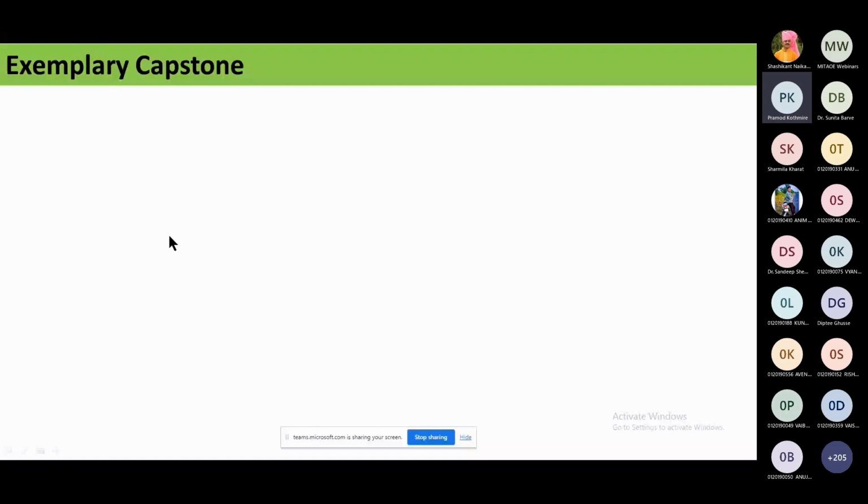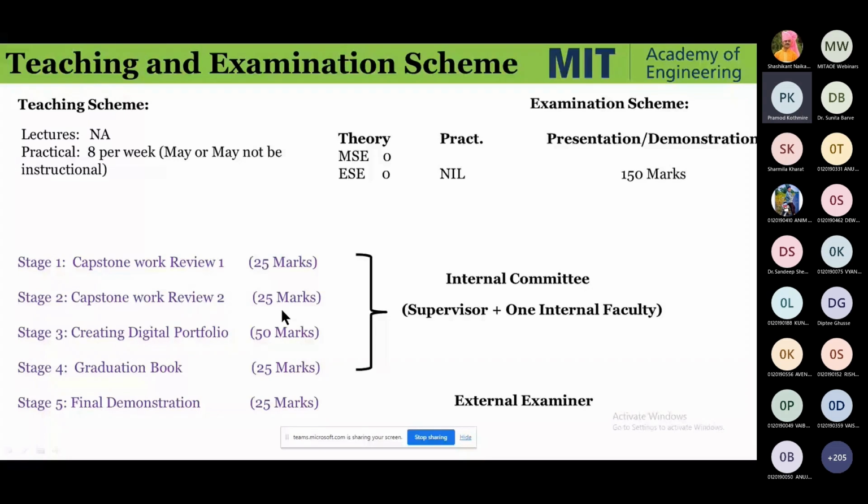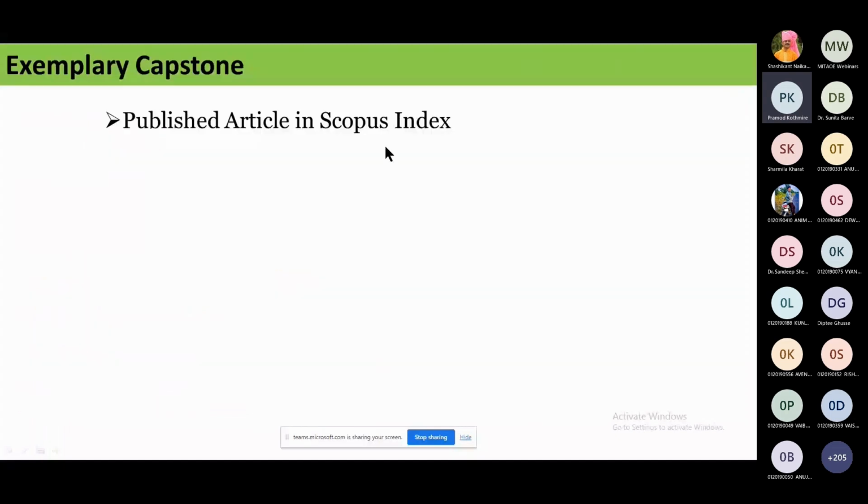capstone work review 2, which is 25 marks, with proper approval from his supervisor, if he is a part of publishing an article in any Scopus indexed journal, or he has worked with some faculty during his UG program, and that particular research proposal is approved and sanctioned. The fund is sanctioned through government bodies or authentic bodies like DST, UGC, AICTE. If he is a part of this, then he can skip stage 2 of capstone work, review 2.